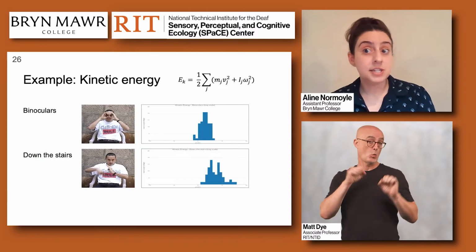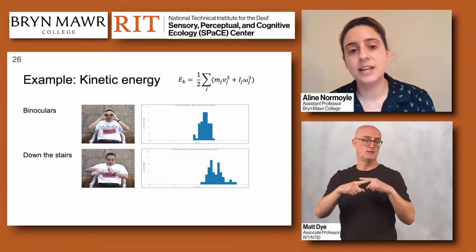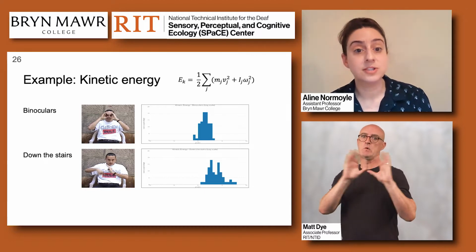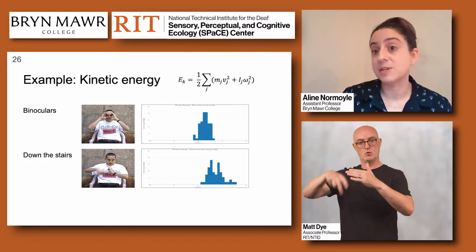We can also use histograms to view the two kinetic energy profiles for each sign. And here it's very clear we can see that binoculars has lower kinetic energy than down the stairs, which has much higher.